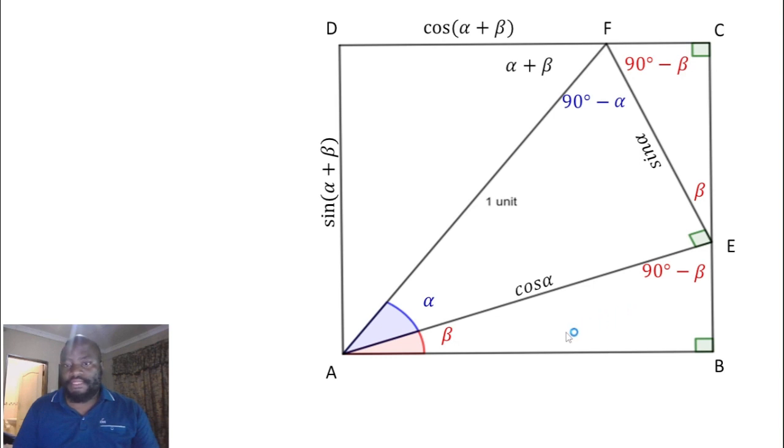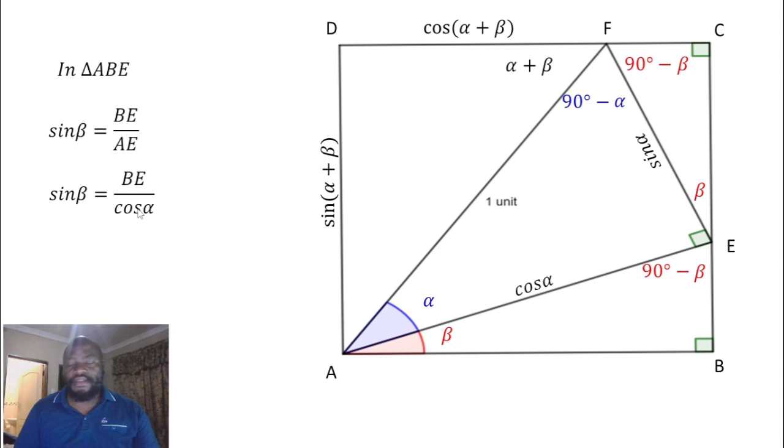But before that, let's come to this side. We see that in triangle ABE, if we say what sine beta is, sine beta will be BE over AE, the opposite over the hypotenuse. Substituting this cos alpha here, we get BE over cos alpha. Multiplying both sides by cos alpha, we get BE equals cos alpha sine beta. Then let's put this where BE is.